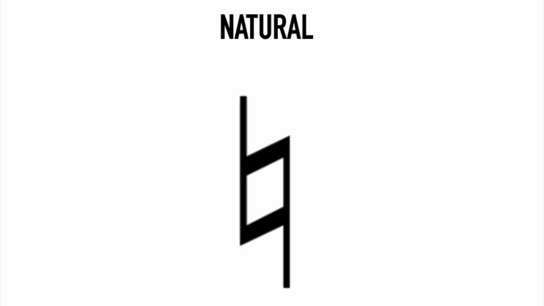We were talking about sharps and flats earlier. Well, this natural symbol counteracts that. Say we were playing a song and at the beginning the notation instructed us to play Fs as F sharp. Well, if you saw this symbol, then that would mean play that F as F, not F sharp, F natural.